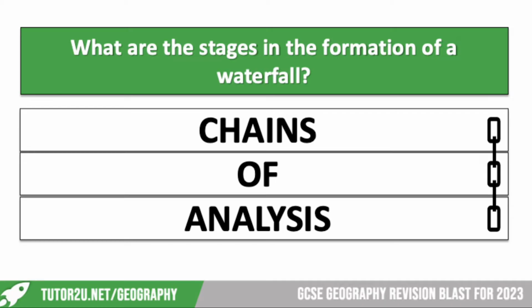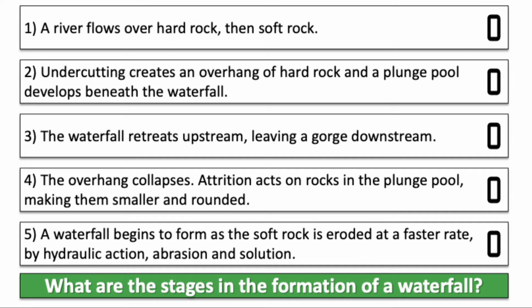Right, we're going to move on to a change analysis activity now, where we are putting together a paragraph which describes the stages in the formation of a waterfall. So on the next screen, you are going to see a number of statements that describe the stages. However, they are not in the correct order. So you need to put them in the right order to form a chain of analysis that tells us how a waterfall forms. Let's have a look. So here are our stages of formation of a waterfall. They're not in the right order. So we've got a river flows over hard rock, then soft rock. Undercutting creates an overhang of hard rock, and a plunge pool develops beneath the waterfall.